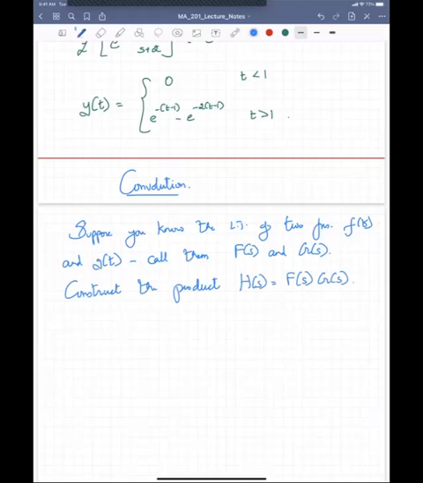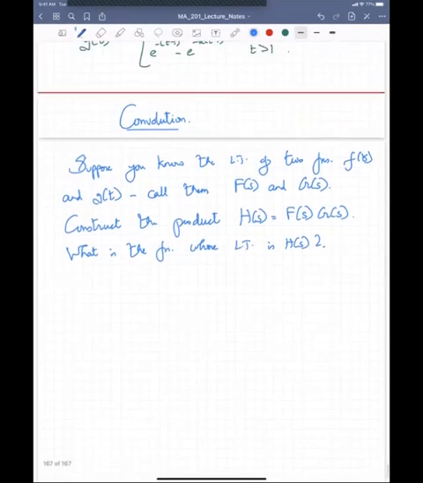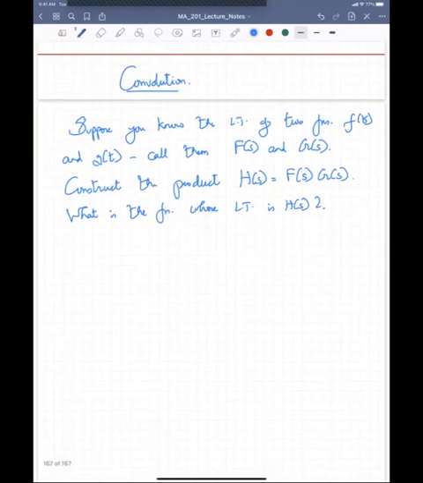Okay. Now you can ask the question, what is the function whose Laplace transform is H of s? In other words, the Laplace transform of f of t is capital F. The Laplace transform of g of t is capital G. So suppose I want to construct the function capital F times capital G, what is the function whose Laplace transform is this? Okay. If I asked you to guess, what would your guess be?